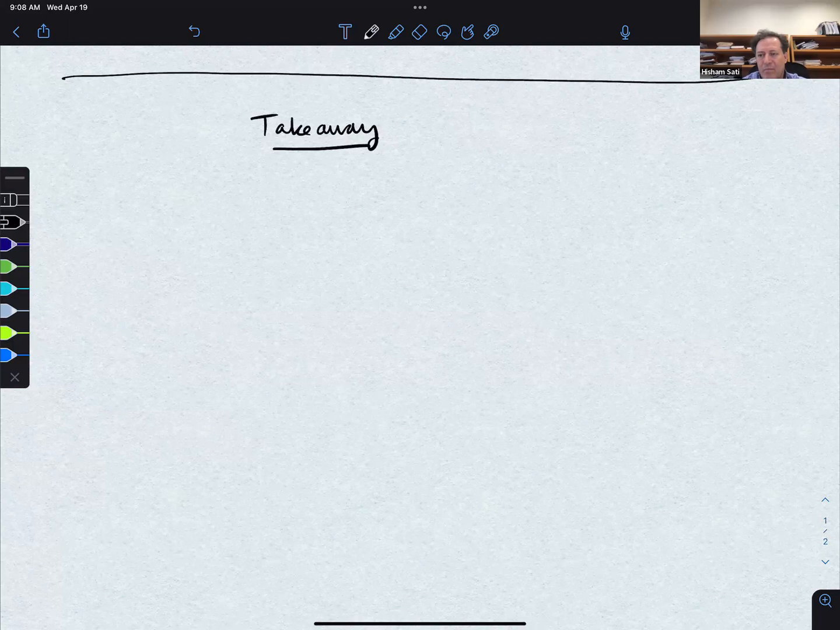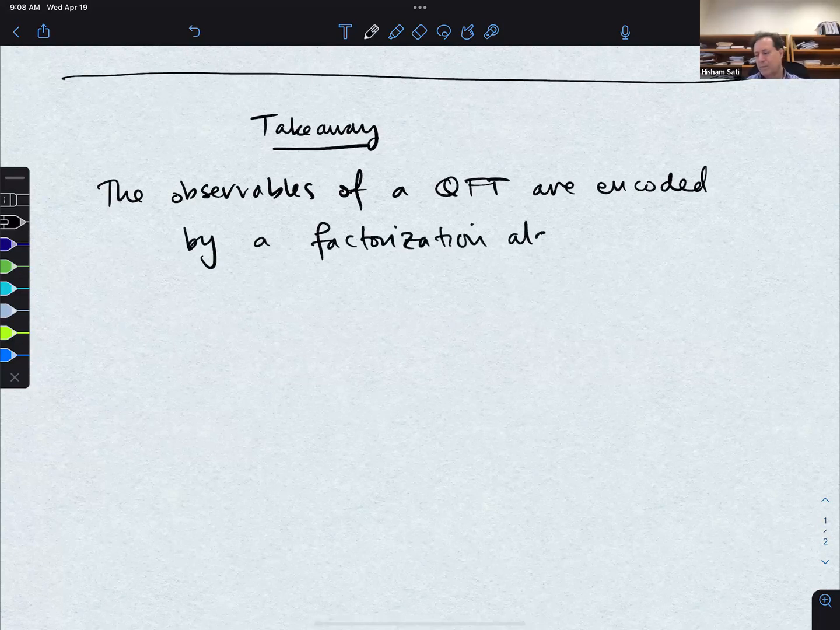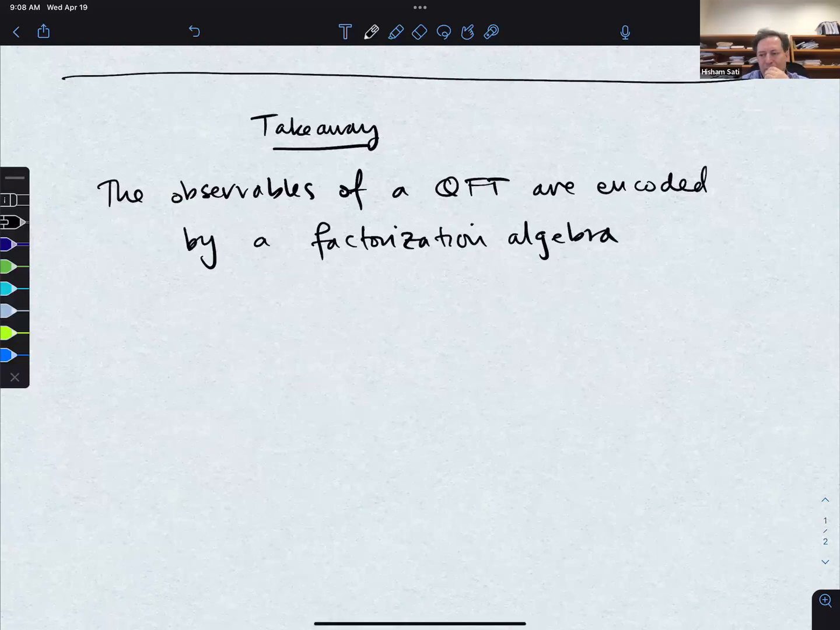Okay, so the takeaway message is that the observables of a quantum field theory are encoded by a factorization algebra. Let me make a few comments. First off, this is not a statement, certainly in mathematics. There's a silly reason, which is that I haven't told you yet what a factorization algebra is.